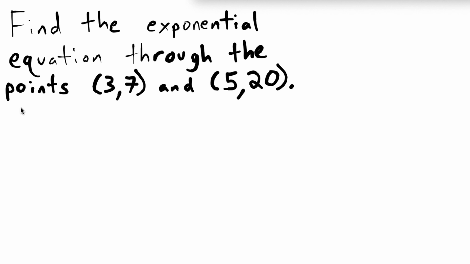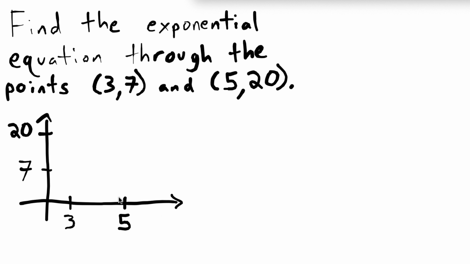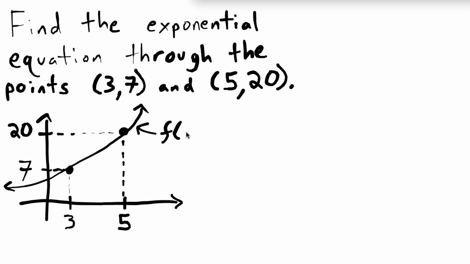So here's the problem that we'll look at. We're going to find the exponential equation through the points (3, 7) and (5, 20). Here's a little Cartesian plane showing what's happening here. It's not to scale, sorry about that. We have a point when x is 3 and y is 7, and another point when x is 5 and y is 20. We are fitting a curve, which we can call f of x, and that's going to be an exponential equation of this form. Let's show you how to do this in your calculator.